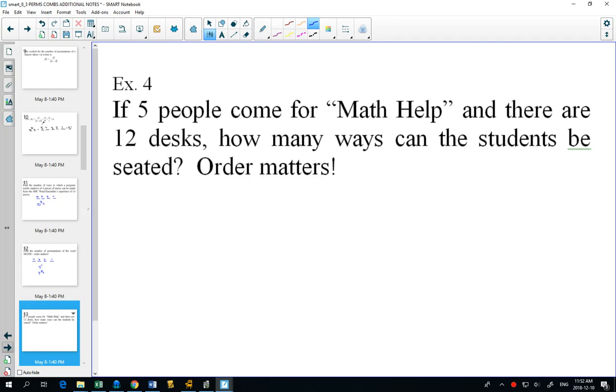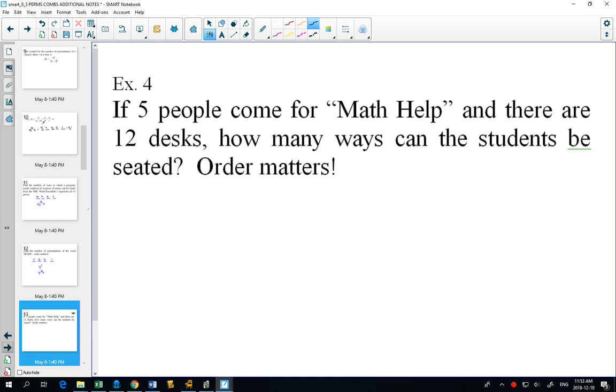So example 4 is the first abstract one that comes up with permutations. You have to remember with the fundamental counting principle that you make spaces for the number of decisions that you need to make. And then you put your choices into those decisions.